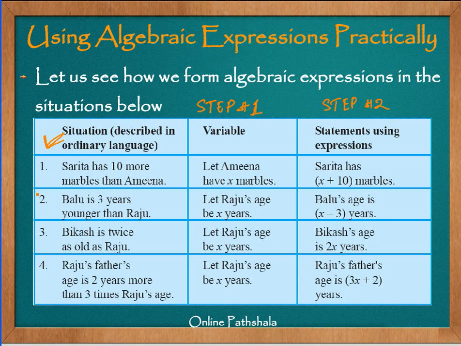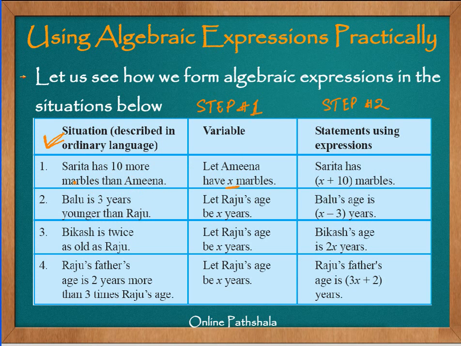Let us take the first row. It says that Sarita has 10 more marbles than Amina. Now we know that we are thinking about marbles. Sarita has 10 more marbles than Amina. We do not know how many marbles Amina has. All we know is that Sarita has 10 more than that. So it is important for me to know the number of marbles that Amina has, and it is an unknown. So step 1 for me is to find a variable which denotes the marbles that Amina has. So we say that let Amina have x marbles. We use the variable x to denote the marbles that Amina has.